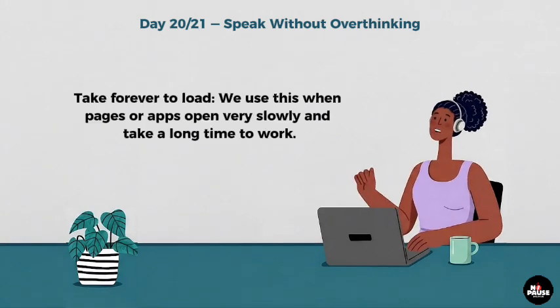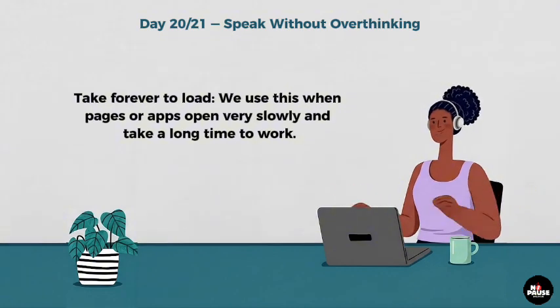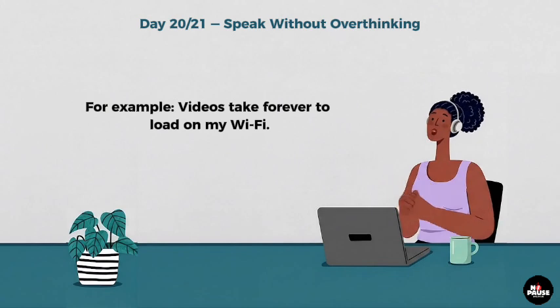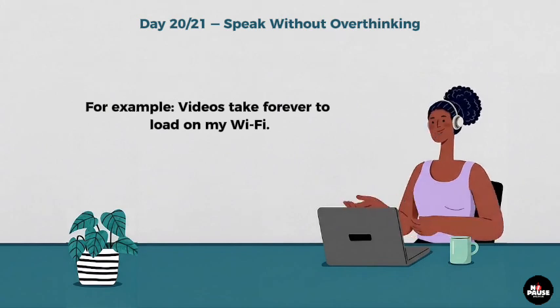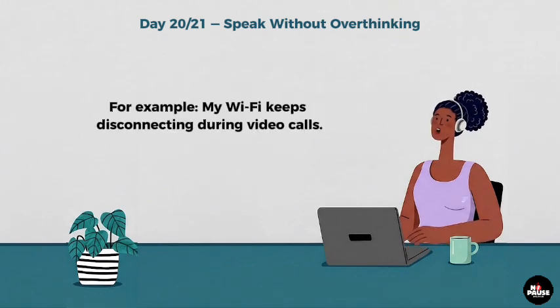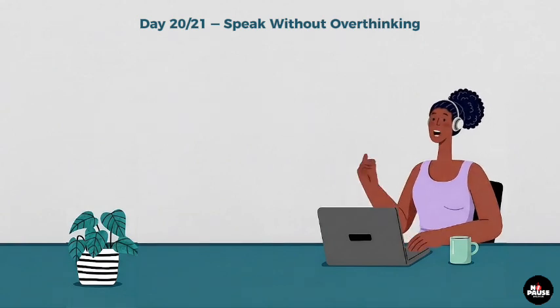Take forever to load. We use this when pages or apps open very slowly and take a long time to work. For example, videos take forever to load on my Wi-Fi. Wi-Fi keeps disconnecting, keeps dropping. We use this when the internet turns on and off again and again. For example, my Wi-Fi keeps disconnecting during video calls.